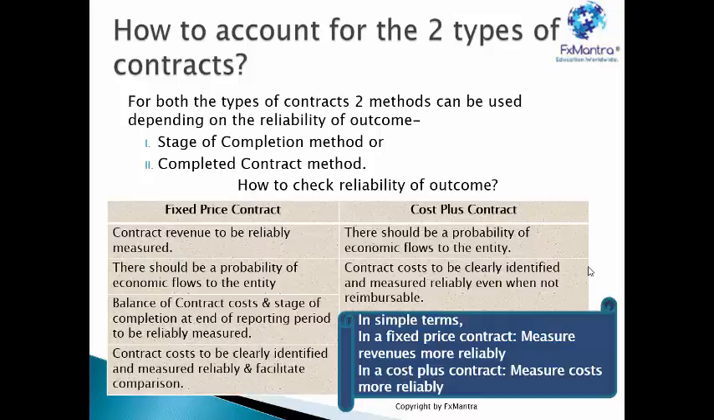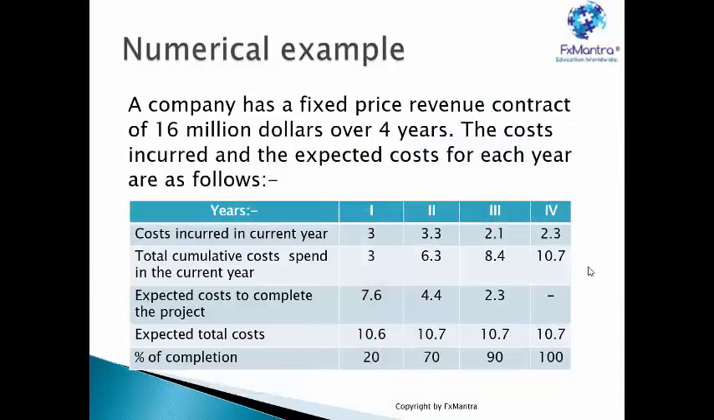It makes more sense practically as well, because in a fixed price contract, you already know how much you are going to get. Whereas in a cost plus contract, you should be in a position to know what kind of expected costs you are going to incur on the construction contract. So now we come down to the numerical piece of these two types of methods, and we try to see a question and how to do the accounting.